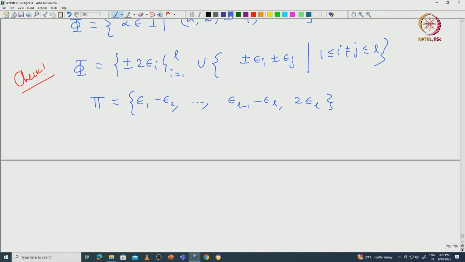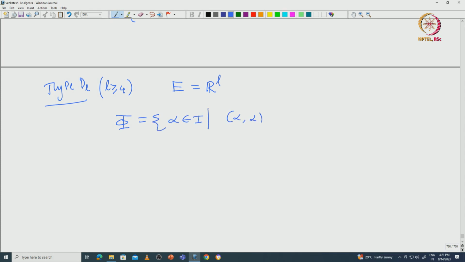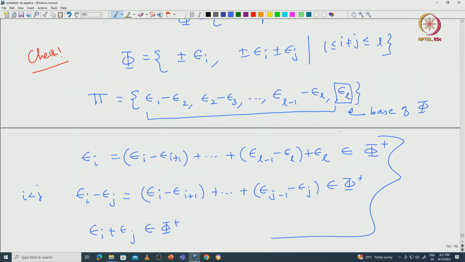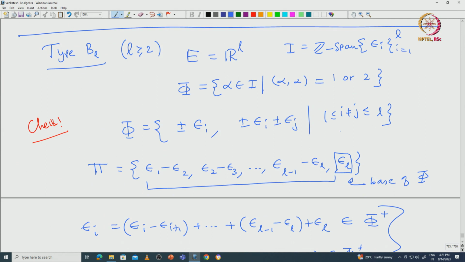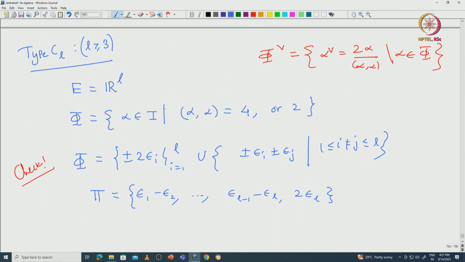Now, what is type D L? D L is given again very explicitly. For type D L, where L has to be at least 4, you take again E to be R L. Okay. So, now you take phi to be those alpha in I such that the inner product alpha alpha is exactly 2. You can see that this type D is sitting inside type B as long roots, as well as sitting inside type C as short roots.